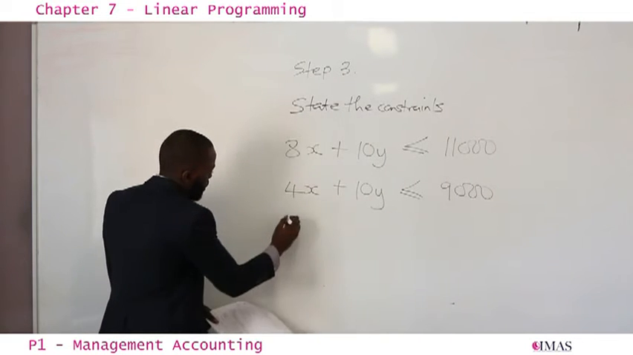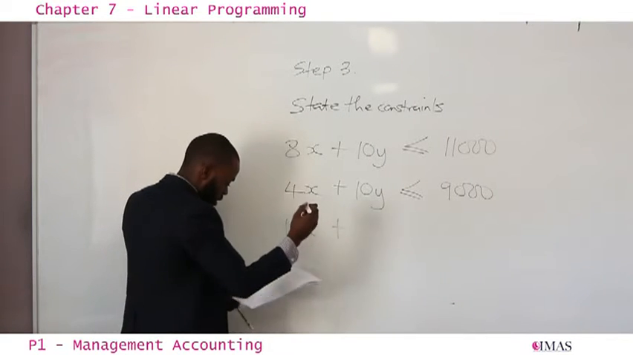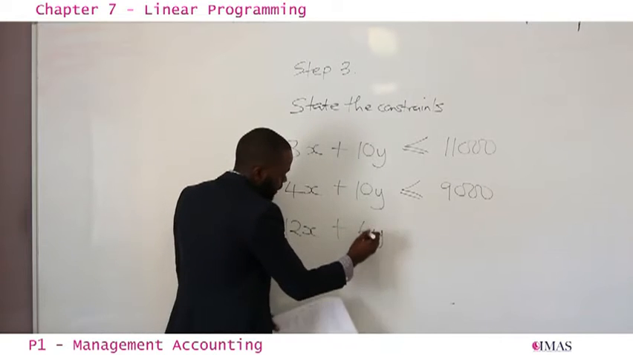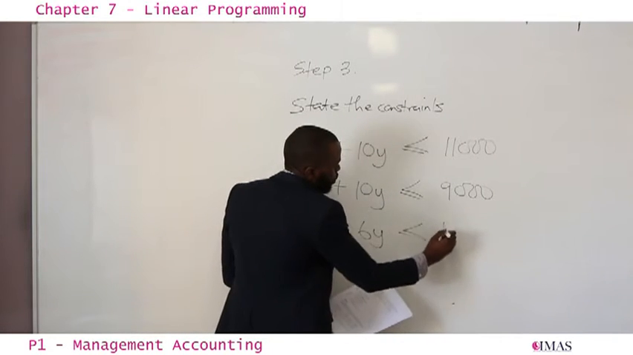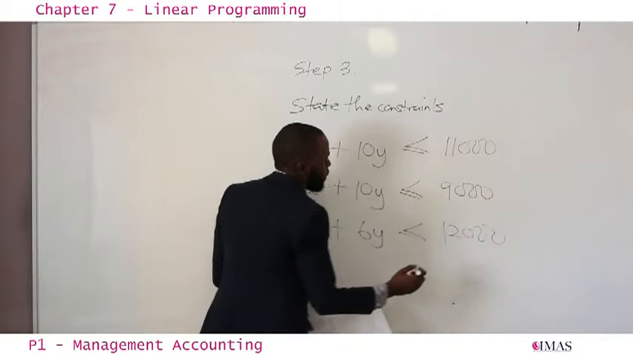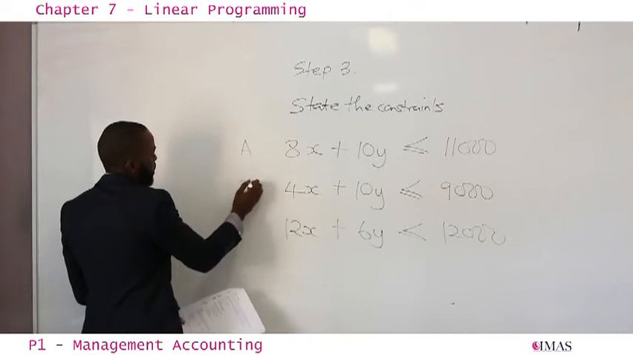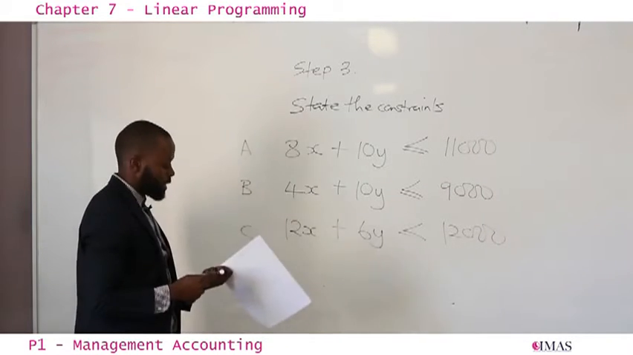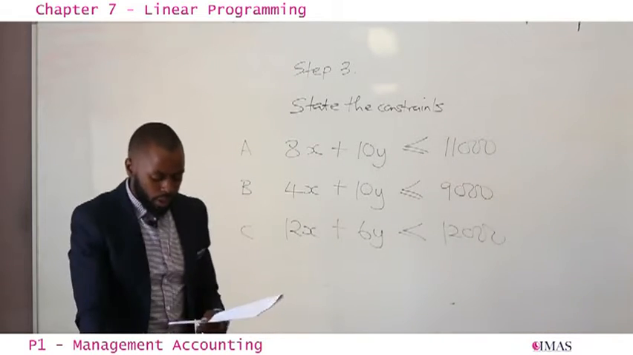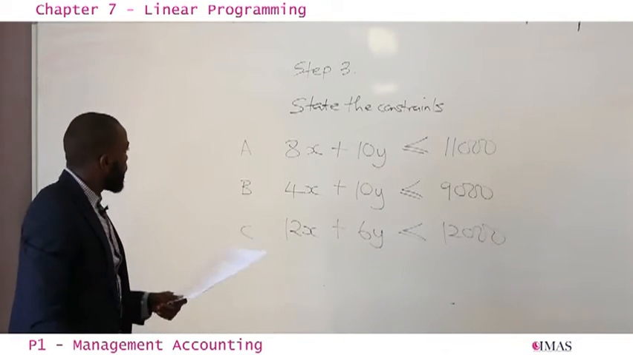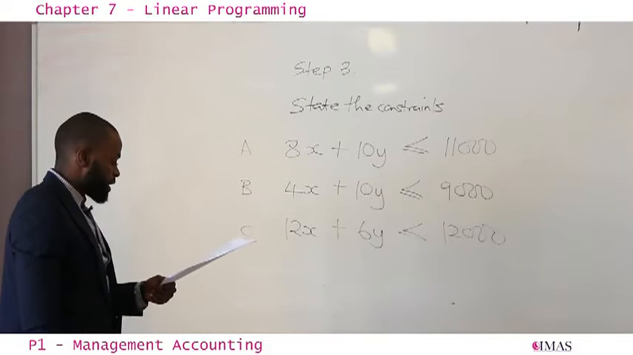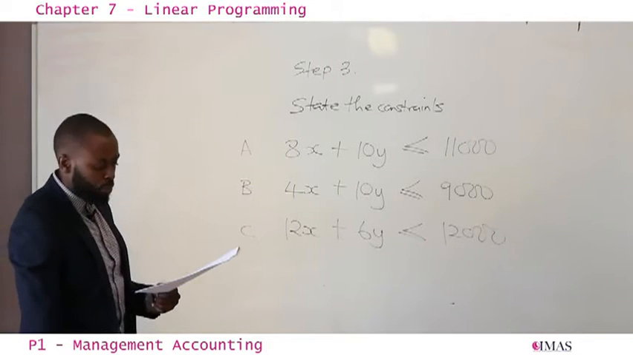Department C is 12X plus 6Y should be less than or equal to 12,000. So this is department A, department B, department C. In your exam, step number 3 can be asked, but how they ask step number 3 is not like how it's put here in this question.